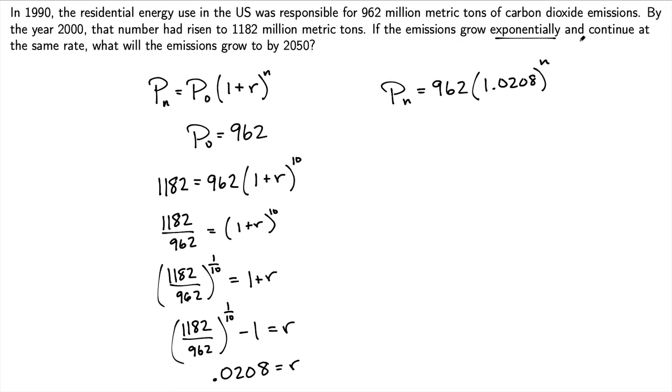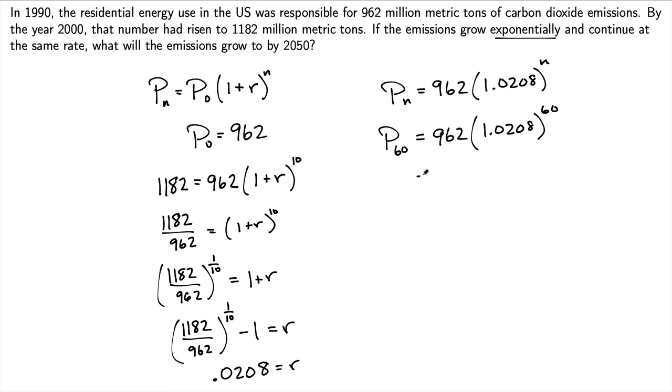Now we'd like to know what the emissions grow to by the year 2050. This is 60 years after our initial time, so P sub 60 is what we're looking for. 962 times 1.0208 to the 60.